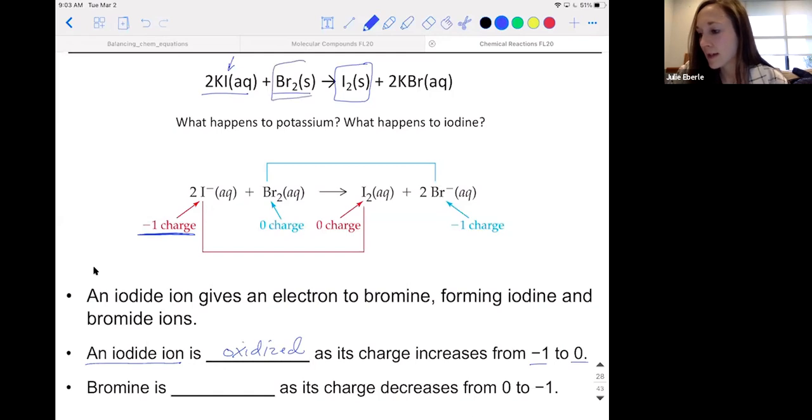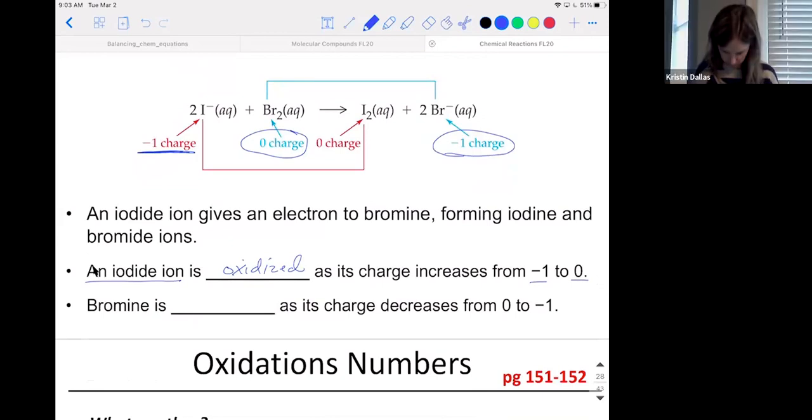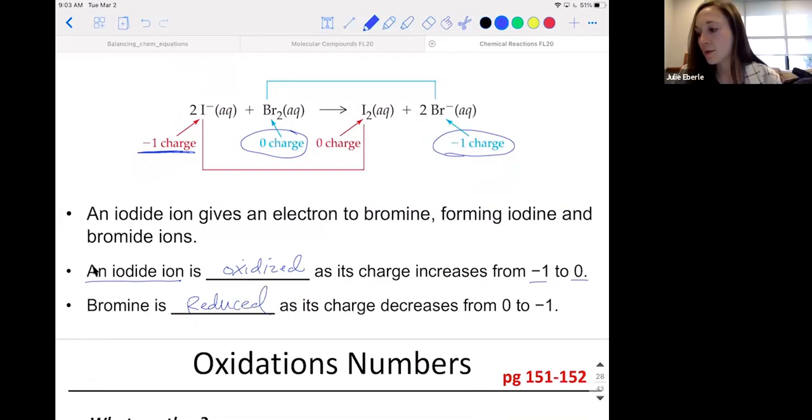Bromine, over here on the reactant side, we're talking about bromine now, just elemental bromine. So it has no charge, even number of protons and electrons. But on the product side, it's involved in a compound, KBr. And there it becomes an anion with a -1 charge. And that's what you see here. Bromine starts out with no charge, but on the product side, it does have a -1. So bromine is, what would you guys say? From 0 to -1, is it oxidized or reduced? Reduced. That's correct. As its charge decreases from 0 to -1.